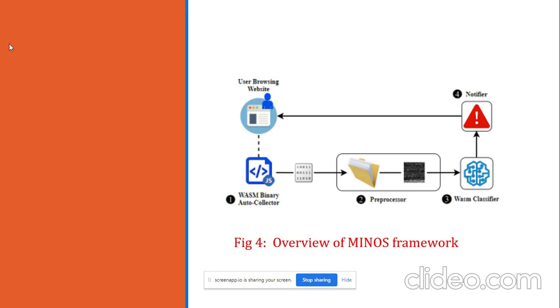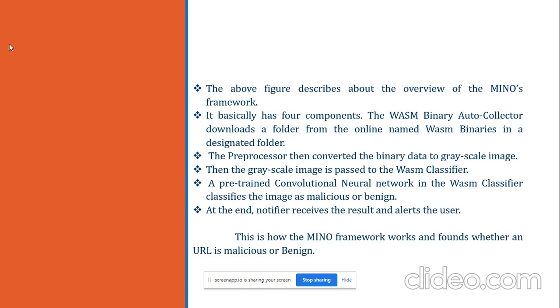Here the user is browsing the website, and the URL of the website is passed to the VASP binary autocollector. The VASP binary autocollector passes it to the preprocessor technique, and it forms the grayscale value. The grayscale value is passed to the VASP classifier, and the classifier classifies whether the data is cryptojacked or not. Then it notifies the notifiers, and the notifiers send back the request to the user browsing the website.